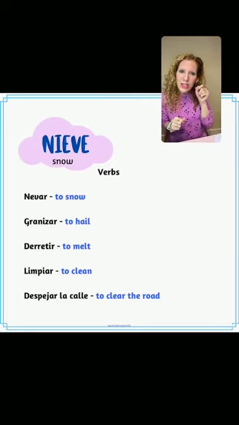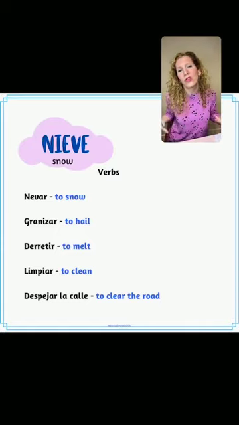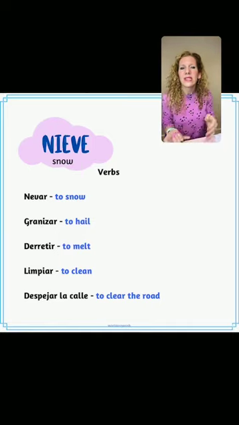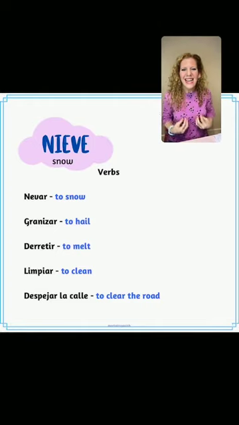So you have to make sure you're saying the things you normally say when you're talking about nieve. In this case, for me, it was nevar, okay? Granizar, derretir, okay, when it melts, limpiar, y despejar la calle, okay?